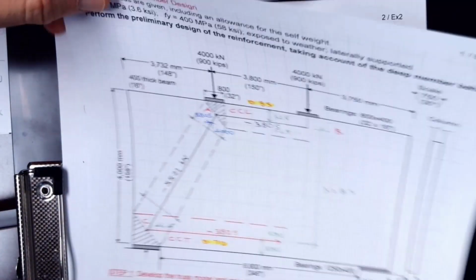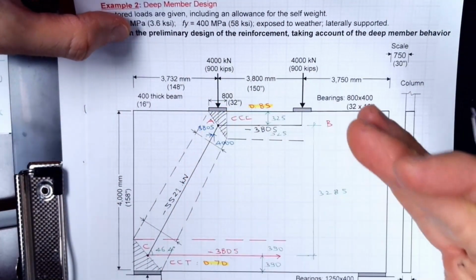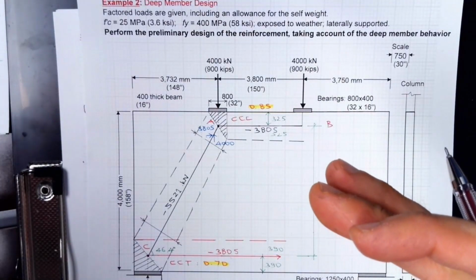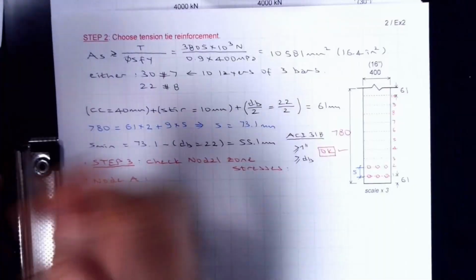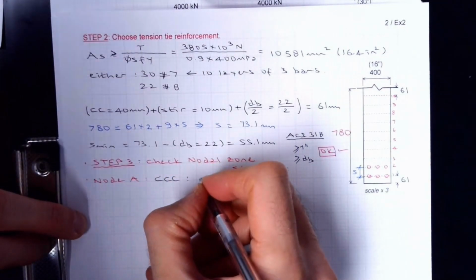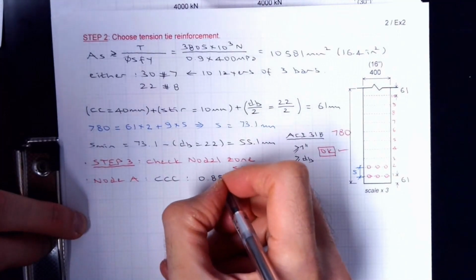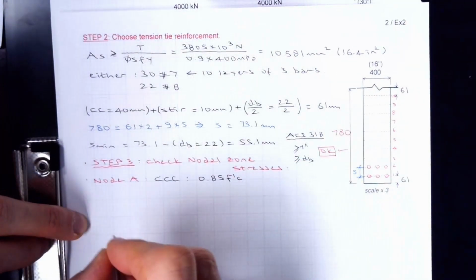I'm just going to check bearing underneath the plate. So the plate is 400 by 800, which is 800 this dimension. First of all, I'm just specifying CCC. It is 0.85 F prime C. So that's the type of the node.